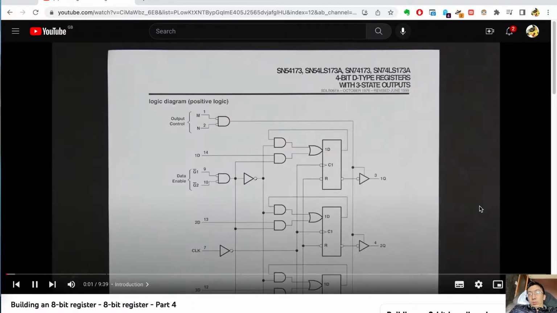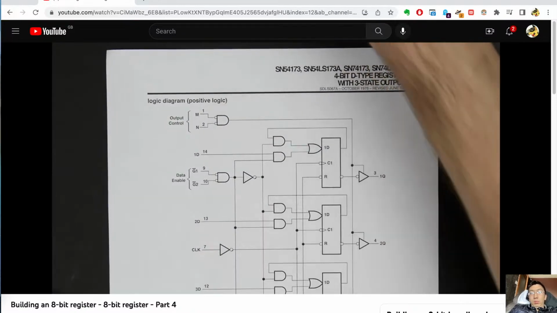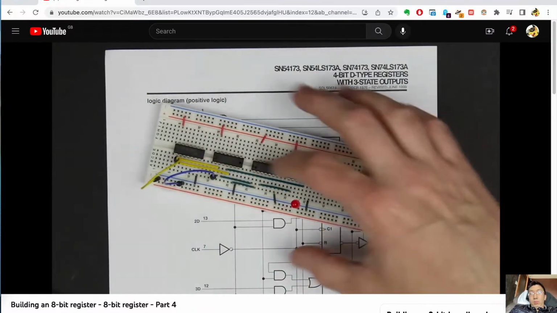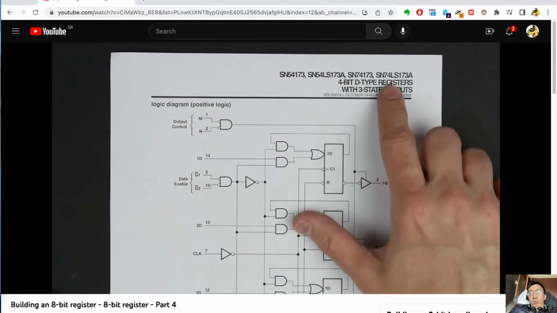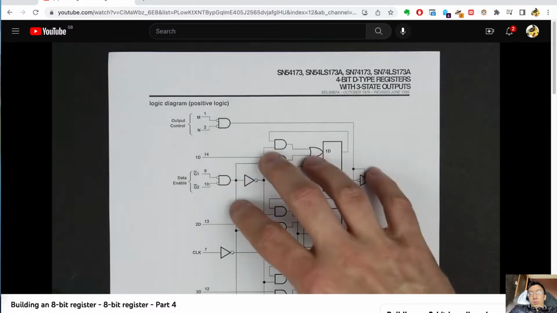So in the last video, we took a look at building registers. We actually built a register, well, a 1-bit register anyway, using somewhat discrete logic. We did use a D flip-flop. But then I also talked about the 74LS173, which is basically a 4-bit register on a chip, and how we're going to use that.